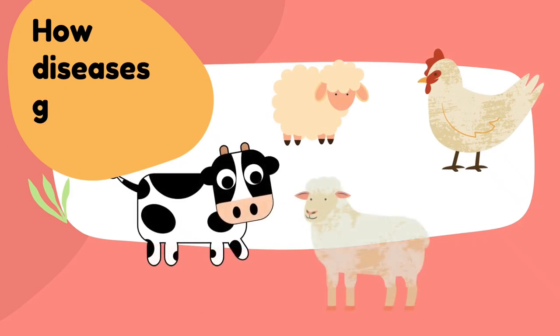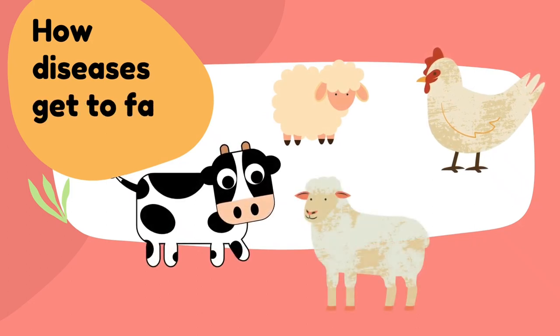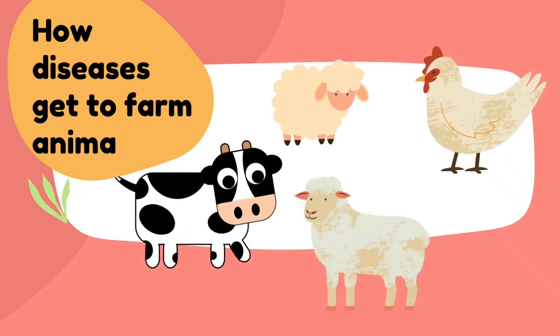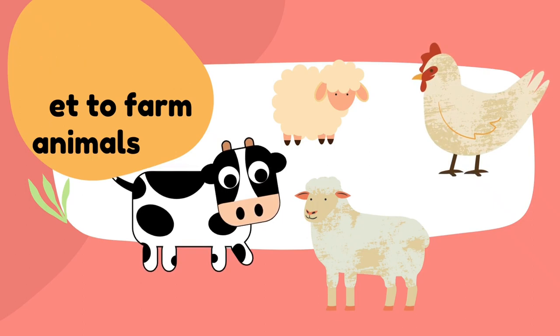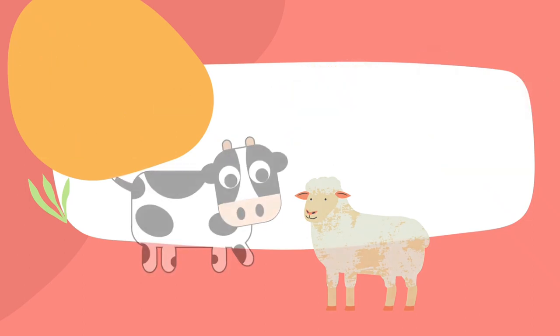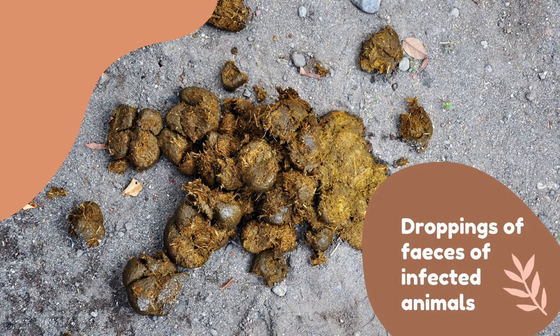How do diseases get to farm animals? Farm animals that are found in the farm can contract diseases in the following ways. The first on our list is through the droppings or feces of infected animals. When animals that are infected with diseases drop their feces, other animals that come in contact with it can contract the disease.